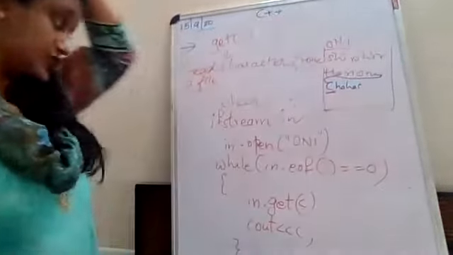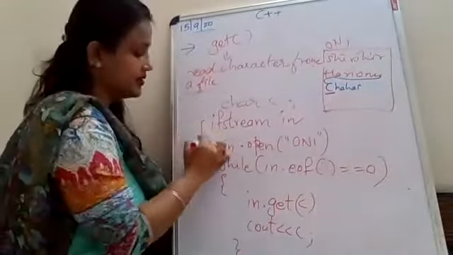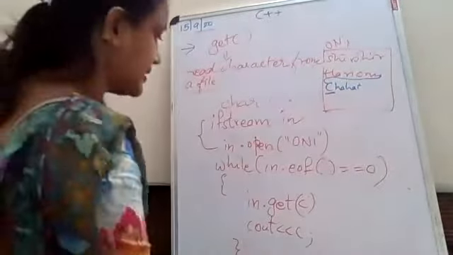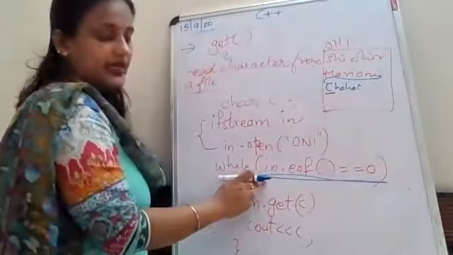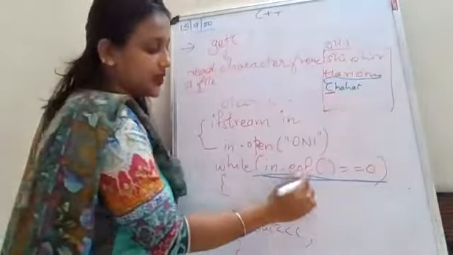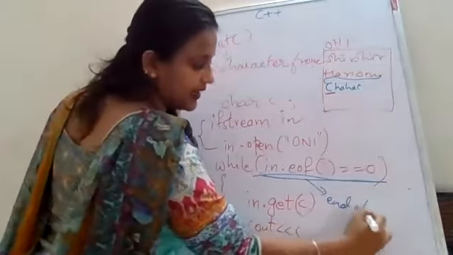So get is used. So first I open. So this is clear. Open किया मैंने. फिर then I say while this in is the object dot EOF. EOF stands for end of file.